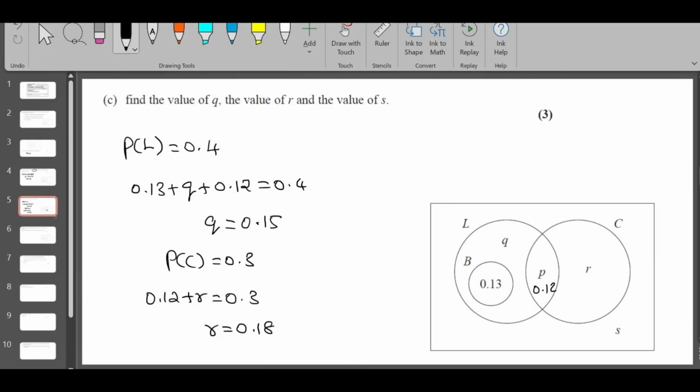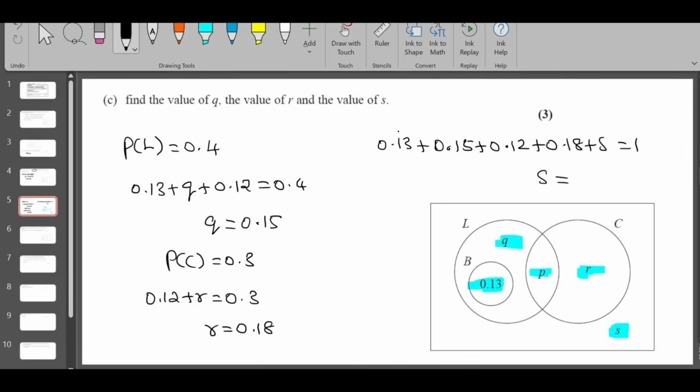And then the sum of all the probabilities should be equal to 1, right? So add everything: 0.13 plus P plus Q plus R plus S is equal to 1. So S is going to be 1 minus this. 0.28, 0.4, 0.58. 1 minus 0.58 is 0.42. That's all. It's another 3 more questions.